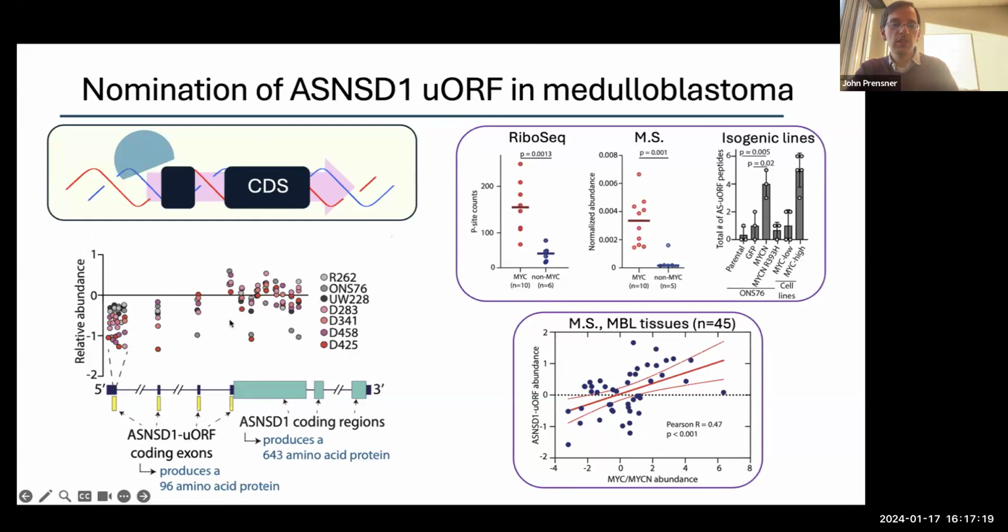And what you can see is that this knockout of the ASNSD1 gene doesn't tend to do too much, but knockout of the uORF has quite a strong effect, particularly in these MYC-driven lines, that gets attenuated as you get closer to the C-terminus end. That's actually typical for these screens, so that's an expected result.